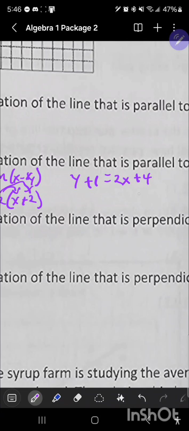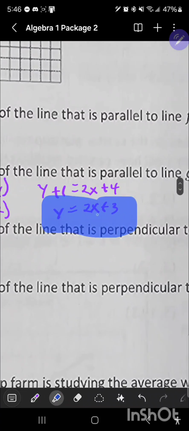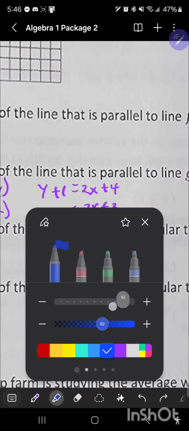Now I'm going to subtract 1 from each side, and 1 minus 1 is just 0, so y equals 2x, and 4 minus 1 is going to be 3, plus 3. And yeah, that's our equation.